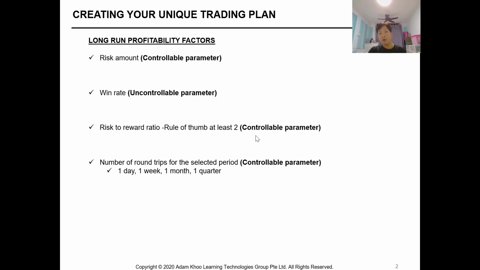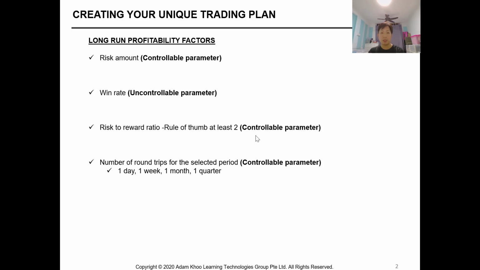Next, the number of round trips for the selected period. It depends on your style of trading. If you are doing short-term trading, of course, your round trips, meaning your buy and sell, is definitely higher.